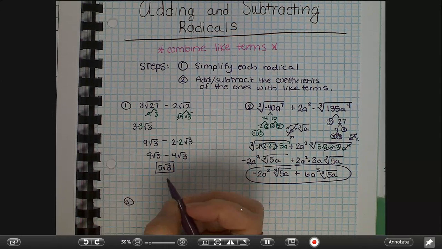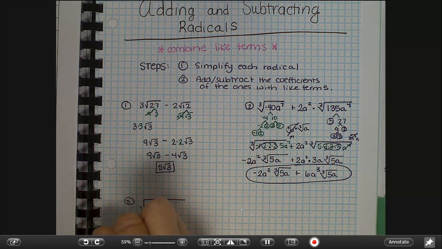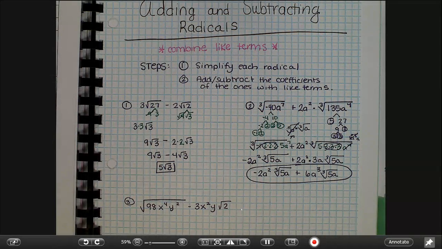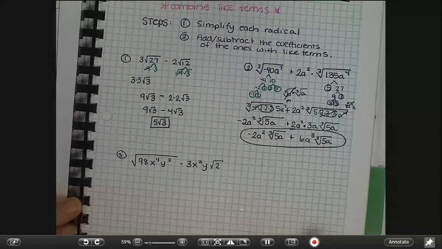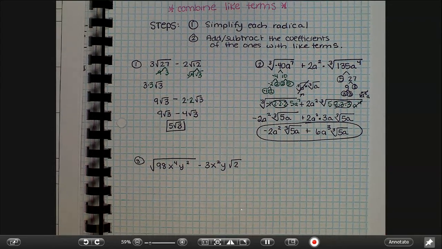For this one, you should try to pause the video and try it yourself and then come back and check. I know it might be a little confusing because I was trying to show you 2 different methods, but they both work. So I just want to make sure you have a lot of options. All right, so pause the video and come back and check your answer.